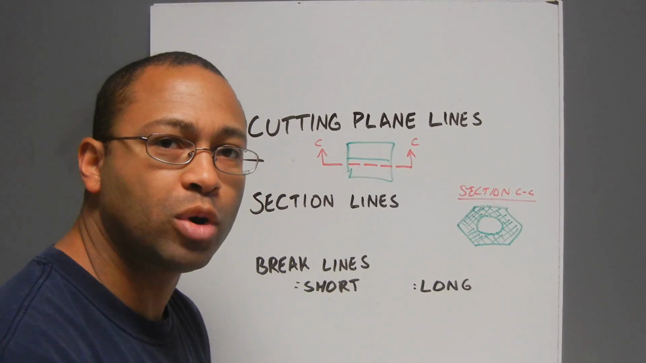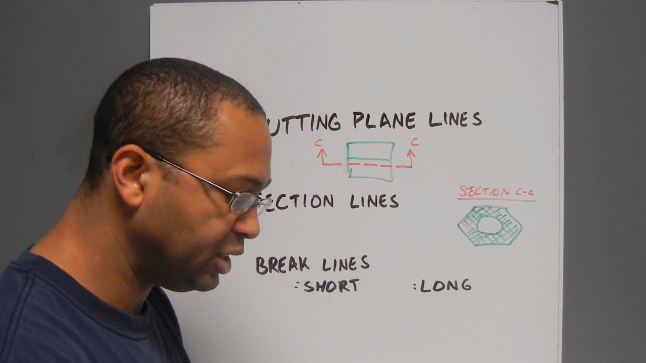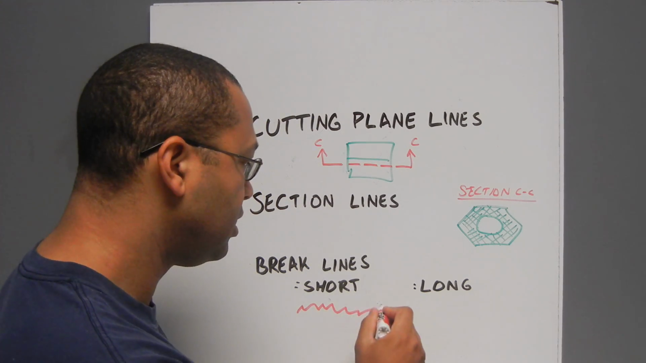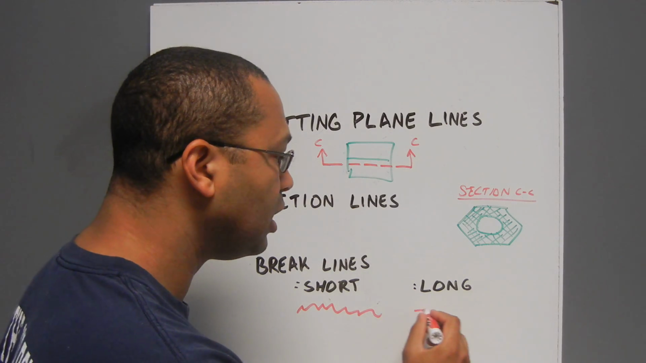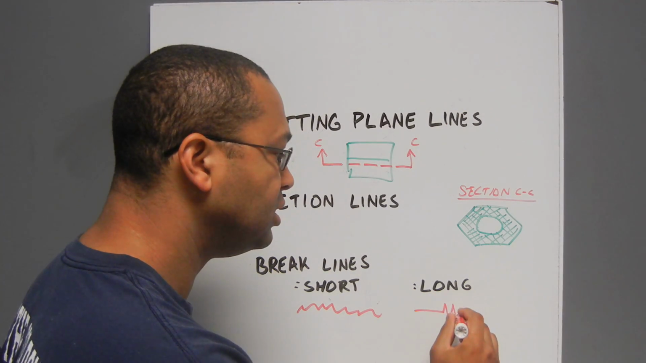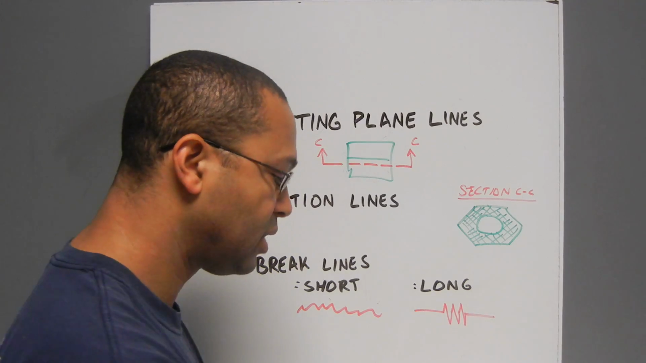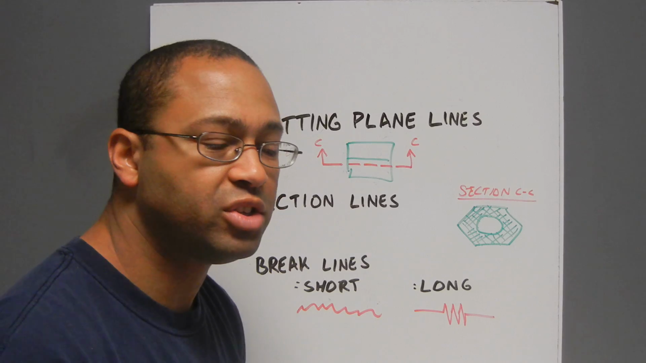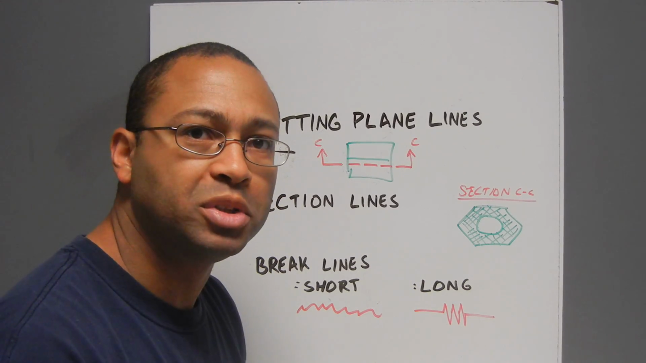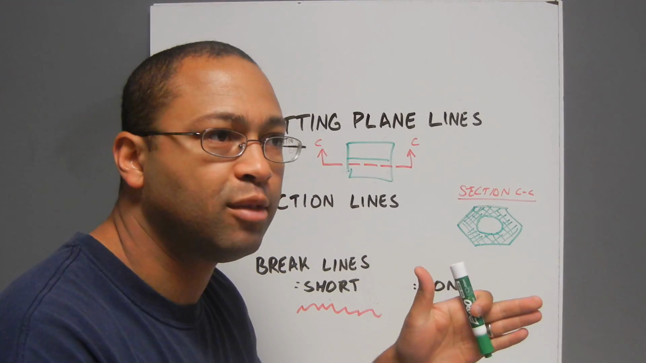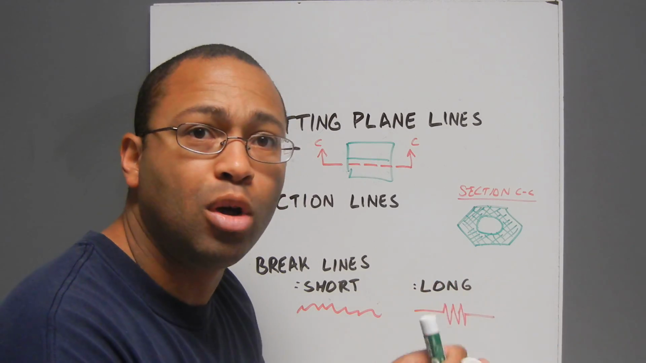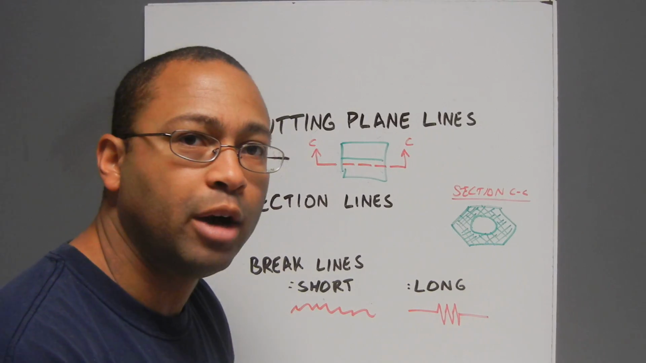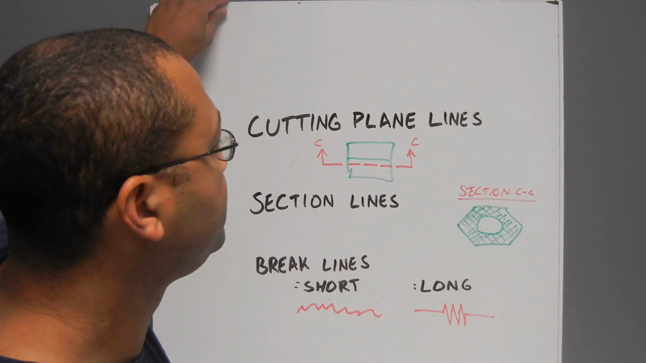I could use a short break line, which is basically a short zigzag broken off like that. I could use a long break line, which looks like a bigger zigzag. Long break and short break lines both help you with repetitive features. Something like a broomstick. What's the difference from one end of a broomstick to the other end? It's really just a big old long piece of wood. So you can use a break line either way to help you break off that object.